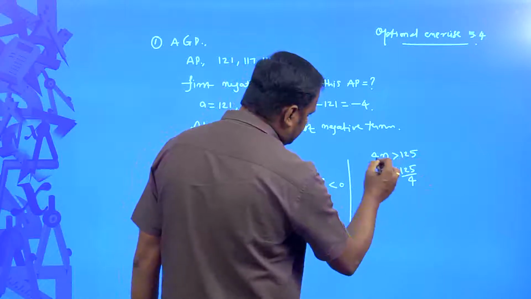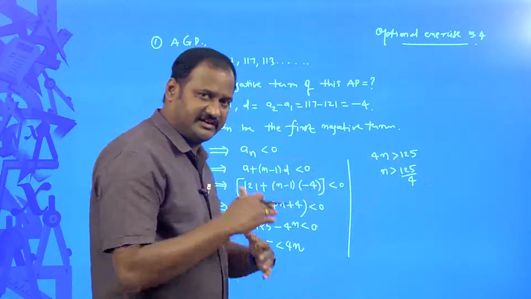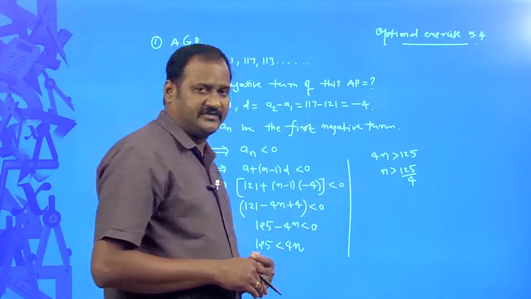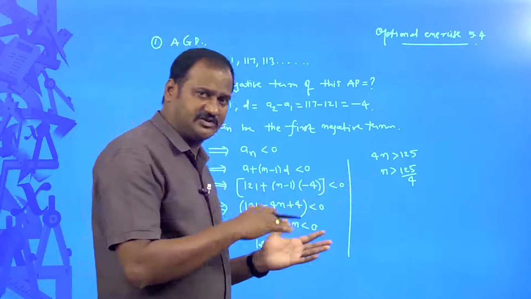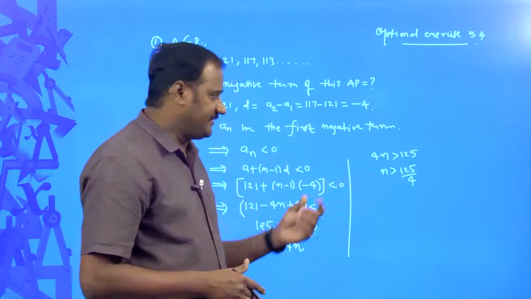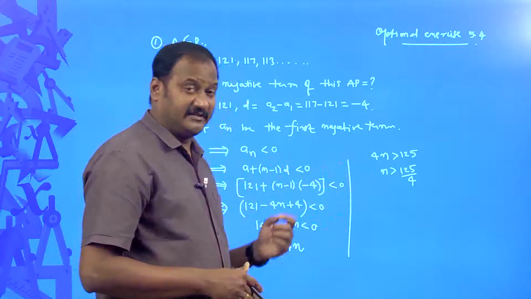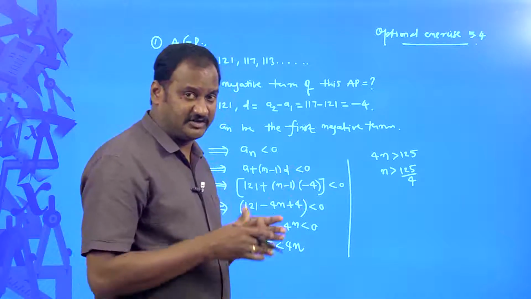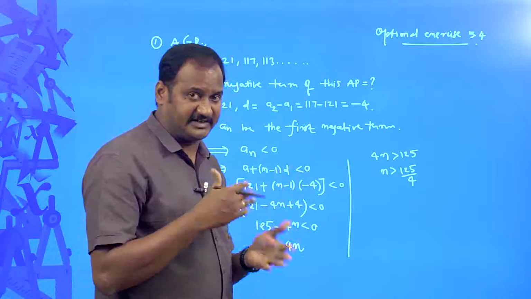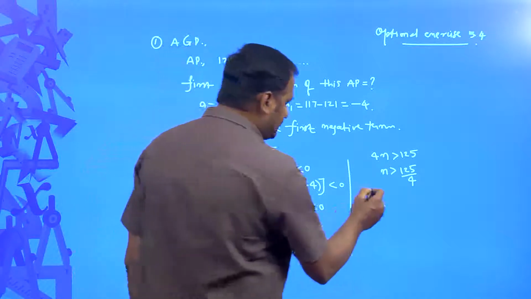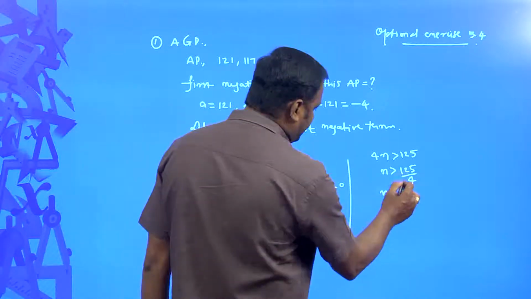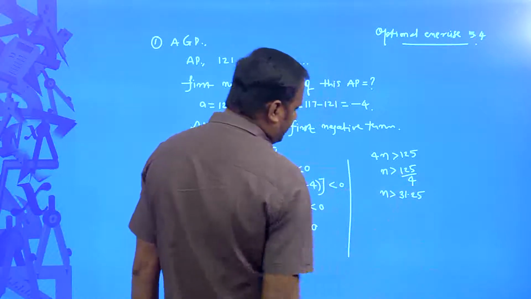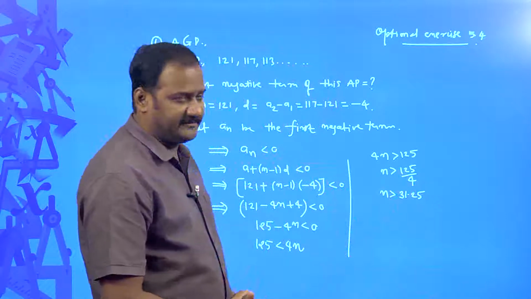Since this 4 is a positive number, you can easily transpose it. According to the properties of inequalities, you can transpose a positive number to the right hand side. If it is a negative number, then when you are transposing it, the inequality sign will be changed when you are talking about multiplication as well as division, right. So, n greater than 125 by 4, 4 3s are 12, 4 1s are 4, so n greater than 31.25.